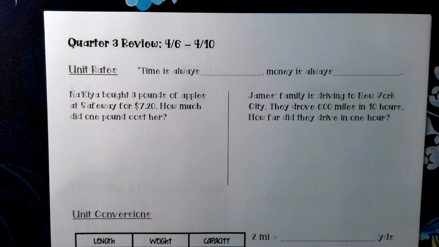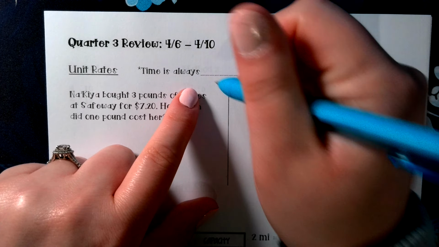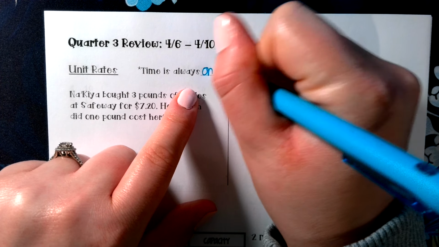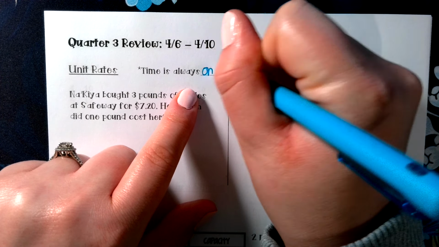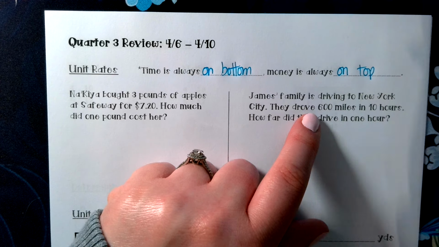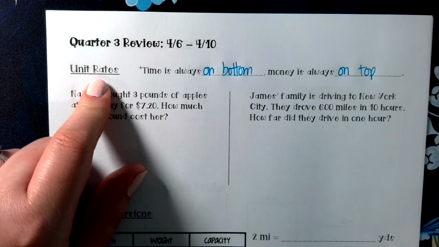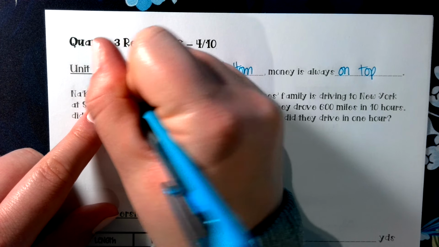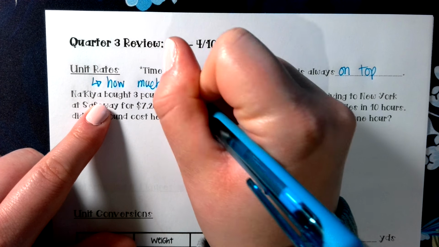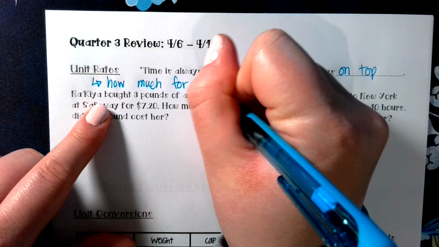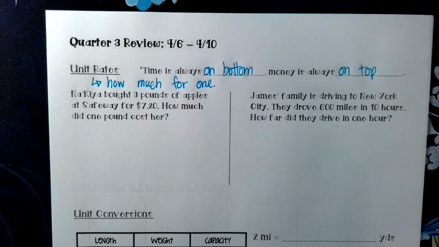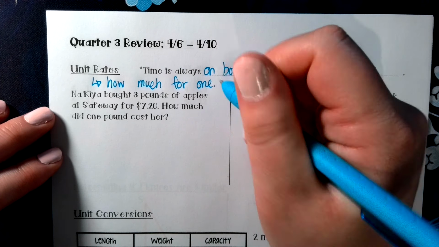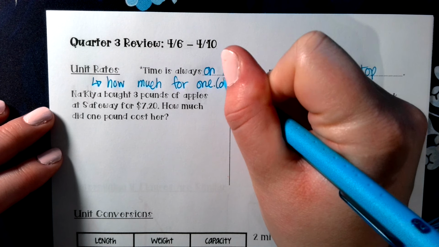And what we learned with unit rates is that time is always going to be on bottom if you have it, and money's always going to be on top. Because when we're trying to figure out unit rates, we're trying to figure out how much for one, where that one is always going to be in the denominator.